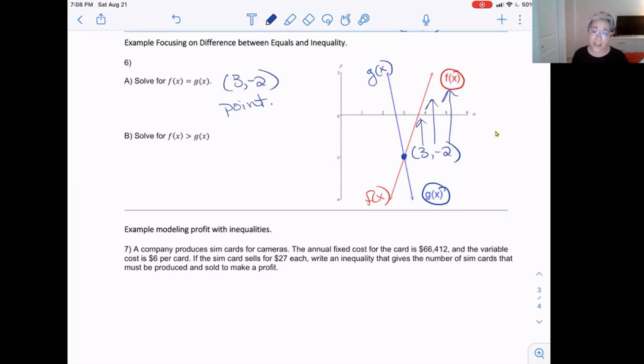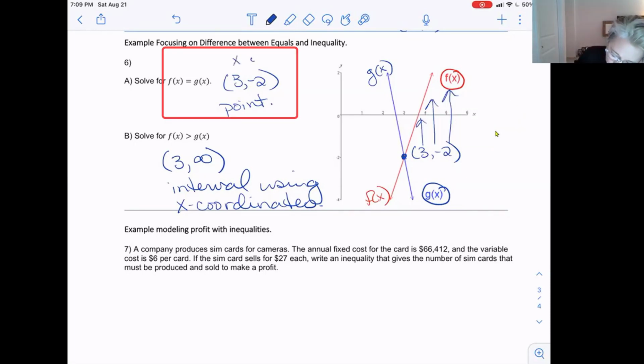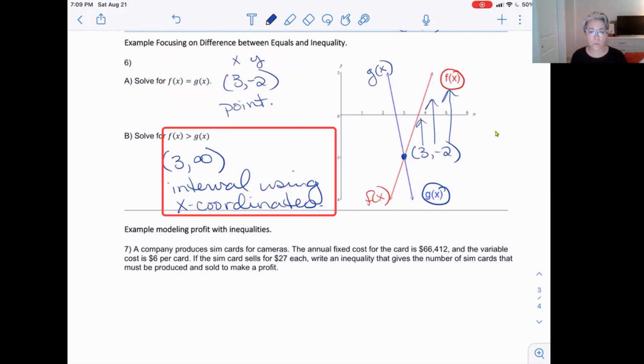So to solve for that inequality, we know they meet at x equals 3, and f of x is going to be higher all the way out to infinity to the right. So notice this is an interval using x coordinates. So I want to be sure that you understand the difference between solving for an equation, you get just a single point, (x, y), versus solving an inequality where you're going to put in an interval just using the x coordinates.